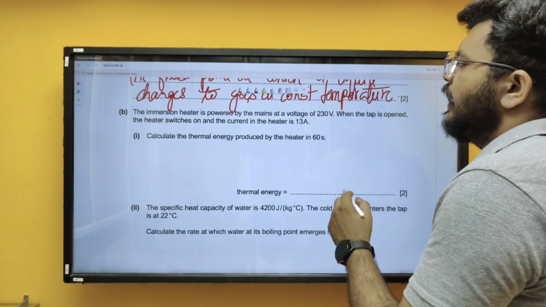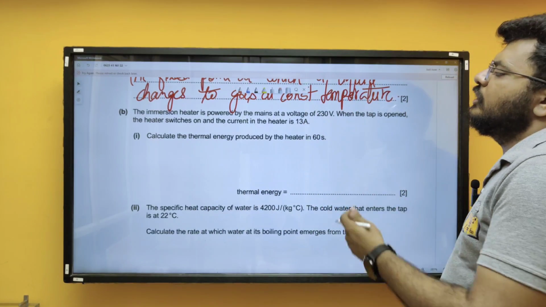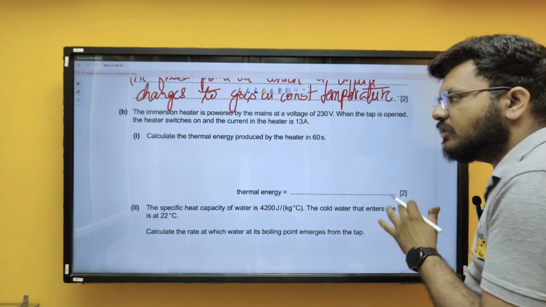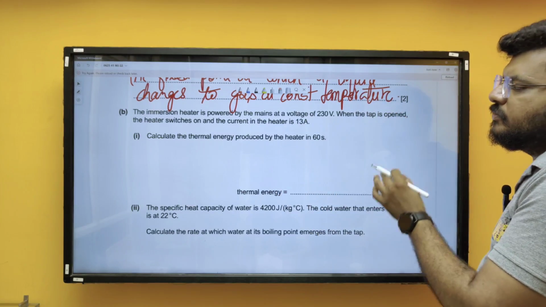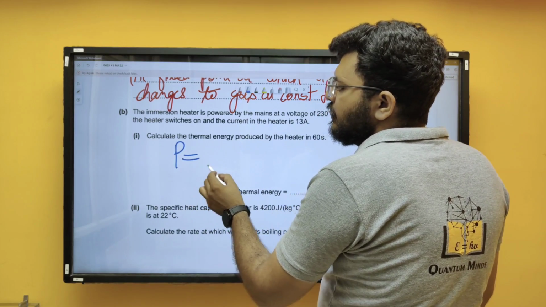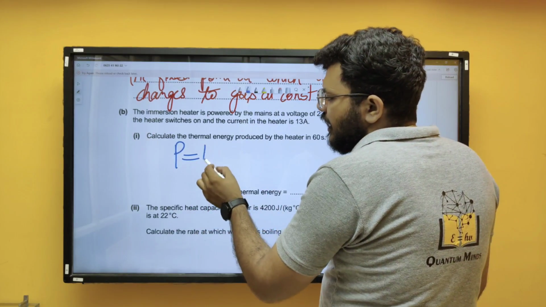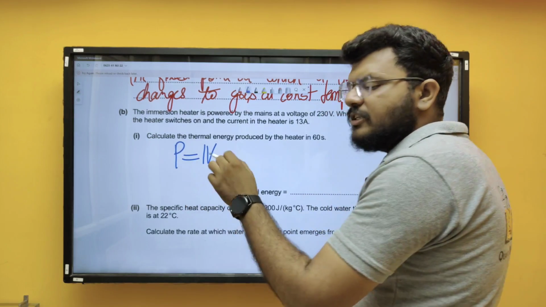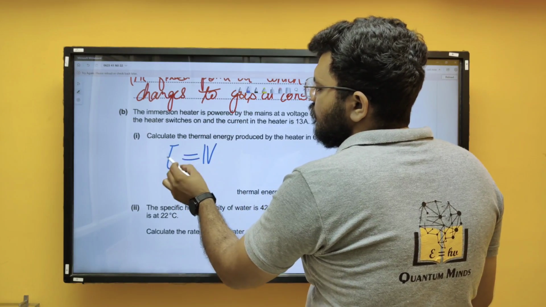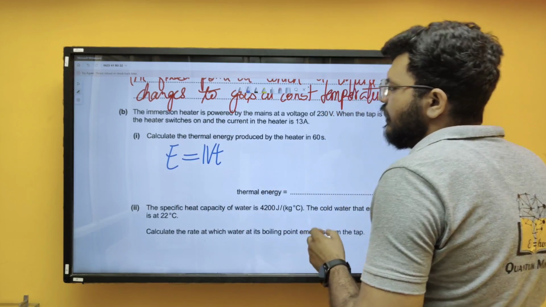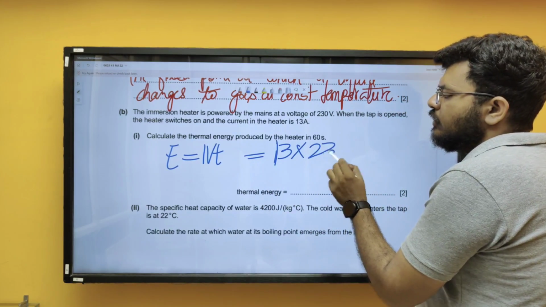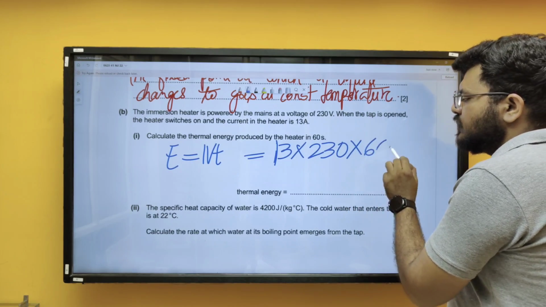The immersion heater is powered by the mains at a voltage of 230 volts. When the tap is opened, the heater switches on and the current in the heater is 13 amperes. Calculate the thermal energy produced by the heater in 60 seconds. We already know that the power of an electric heater or any electric appliance is I into V. But energy is power into time. So here we can write energy is equal to IV into t, right? That is 13 into 230 into time in seconds, which is 60.